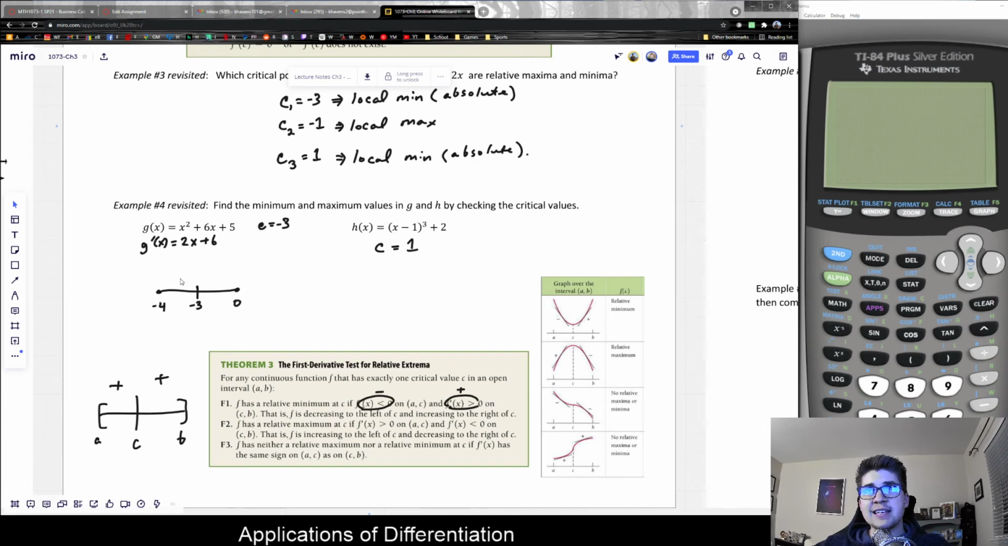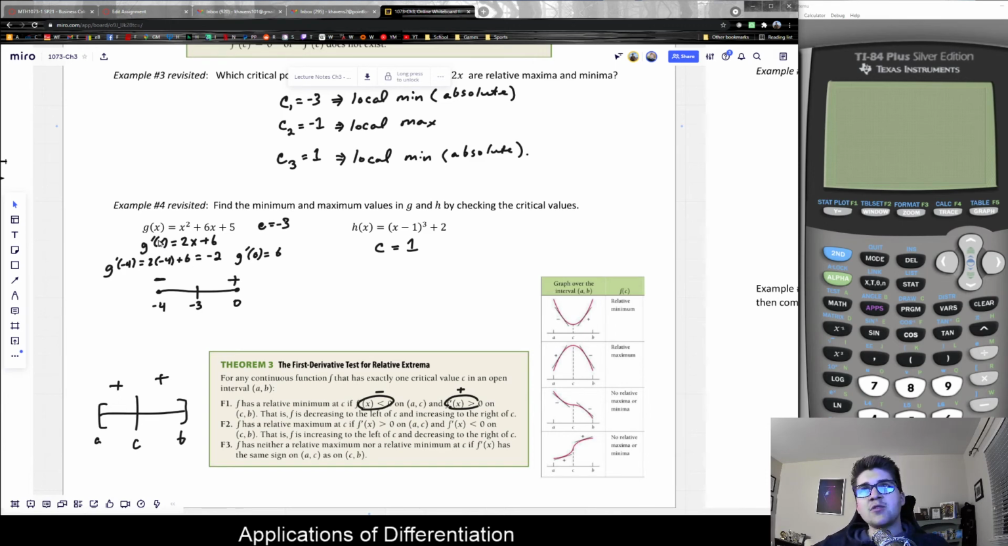And what I want to check is, is it positive or negative on the left and the right-hand side? So basically, I could plug in -4 into G prime. So G prime of -4 would give me, well, 2 times -4 plus 6. 2 times -4 is -8 plus 6 is going to be -2. So what I know is over here, this is negative on the left-hand side of the critical value. Now on the right-hand side, again, I picked 0, but you could pick anything larger than -3. But at 0, the derivative is just going to be 6. So that's positive. So on the right-hand side, it's positive.